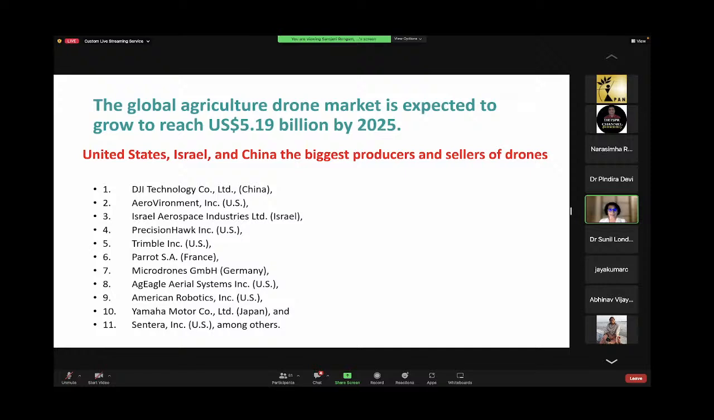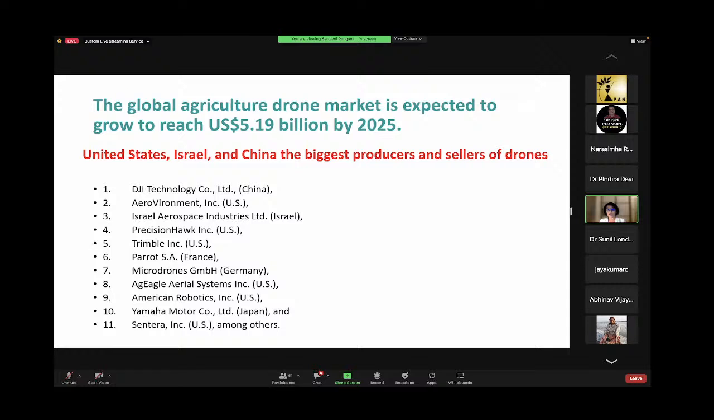And the biggest producers and sellers of drones are the United States, Israel, and China. A lot of it is military use, but there's also a lot of use in agriculture. The number one is the DJI technology from China. If you remember, when Trump was in power, he also talked about removing China's technology, especially drone technology, TikTok, and all the other things. And so China was a big seller of drones in the US.